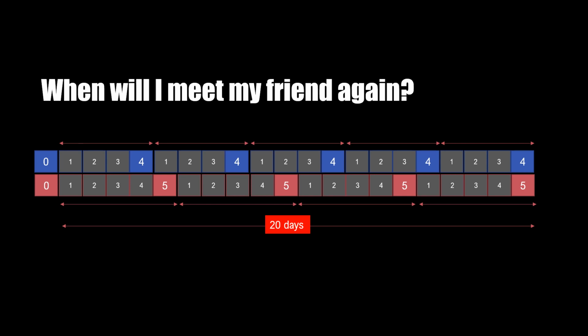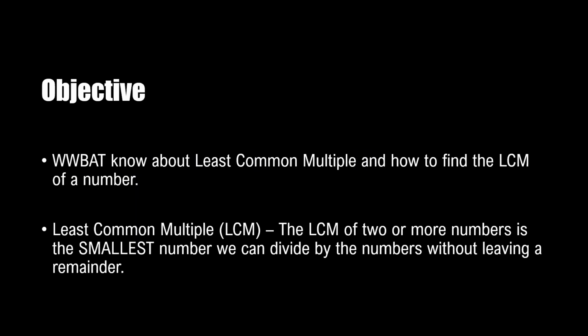Did you find the answer? Our objective in class today is we will be able to know about least common multiple and how to find the LCM of a number. What is the least common multiple or the LCM? The LCM of two or more numbers is the smallest number we can divide by the numbers without leaving a remainder. This is what we will look into more detail in today's class.